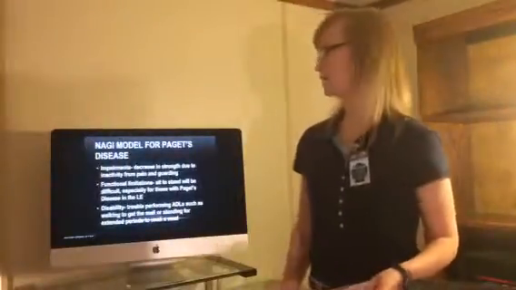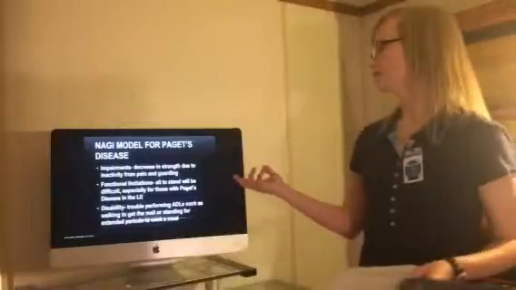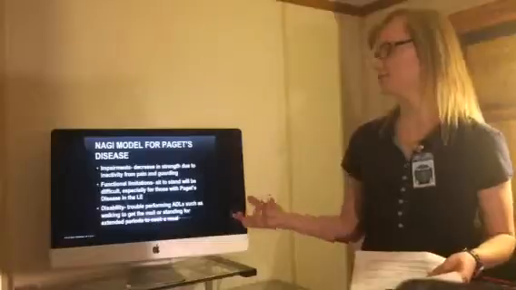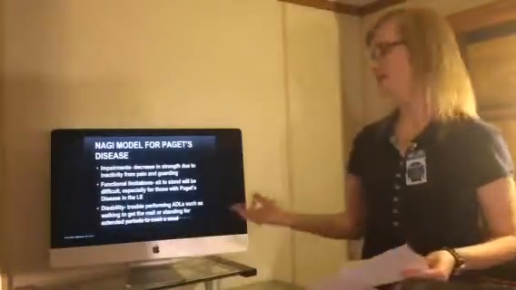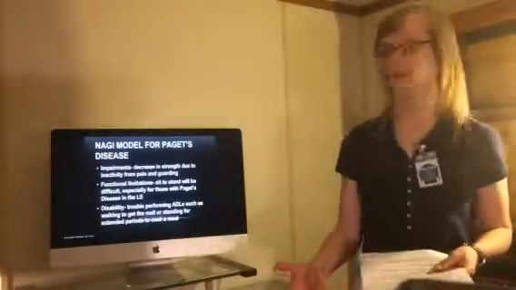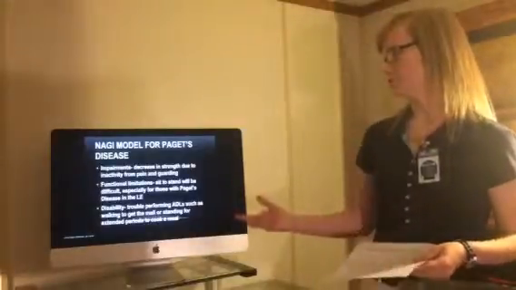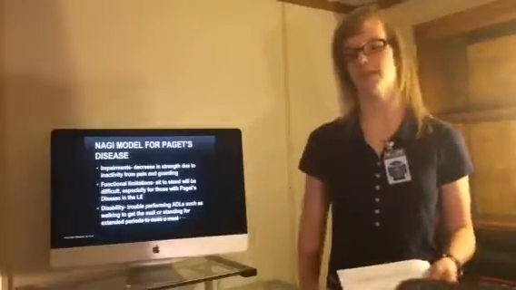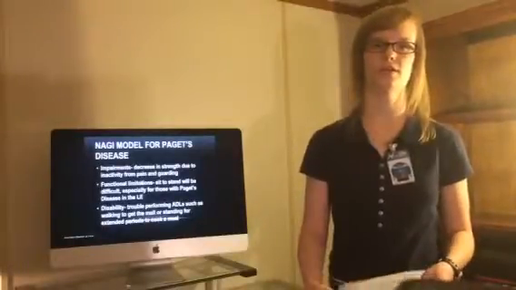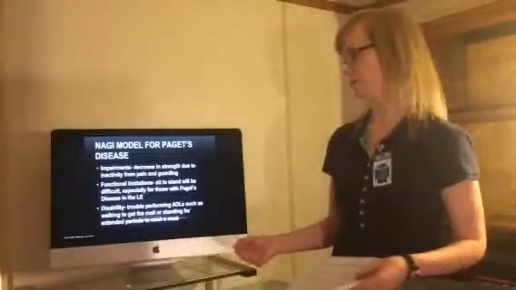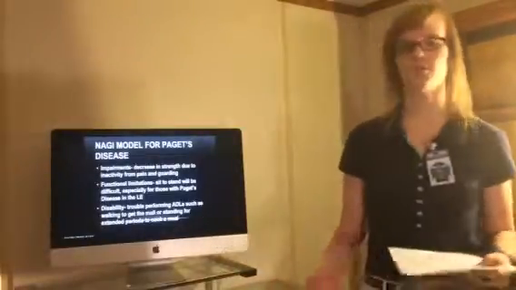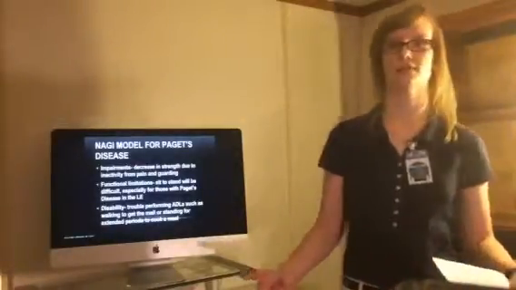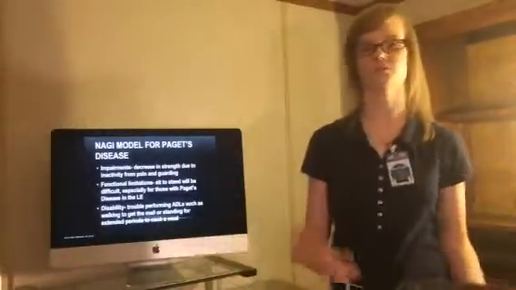So now we're going to look at the Nagi model as it goes for Paget's disease. So the impairments we might see is a decrease in strength due to decreased activity from pain and possibly guarding of the area. Functional limitations include sit to stand might be difficult, especially if it's anything affecting the lower extremity, which is the majority of what we see in Paget's disease. And the disability is trouble in general performing ADLs, such as walking to get the mail or standing for a long period of time to cook or do dishes.